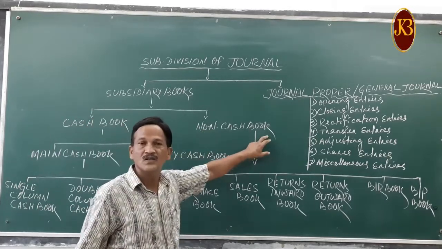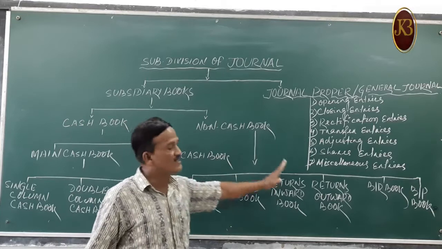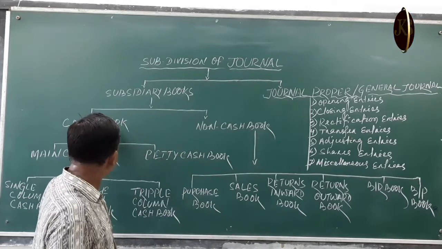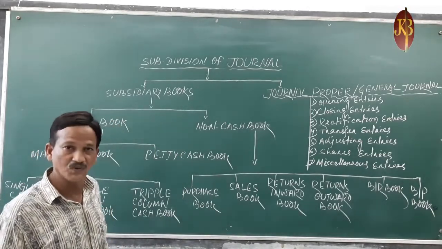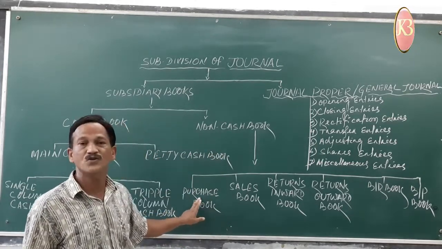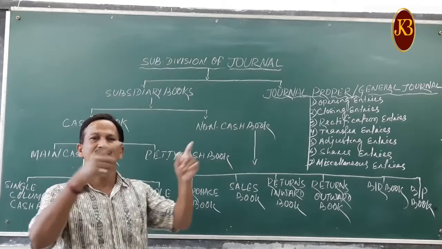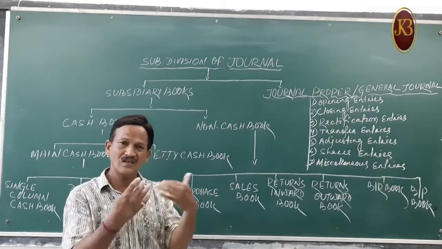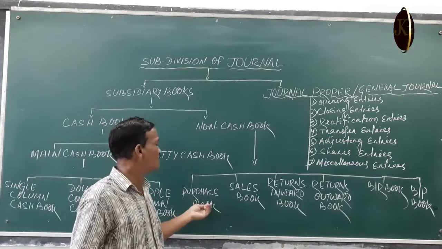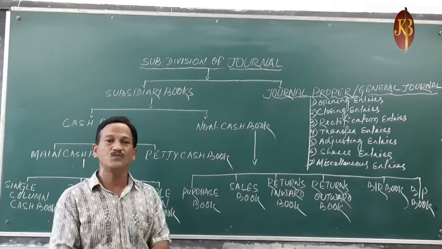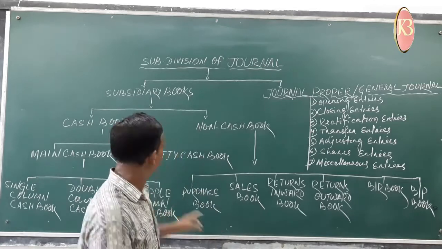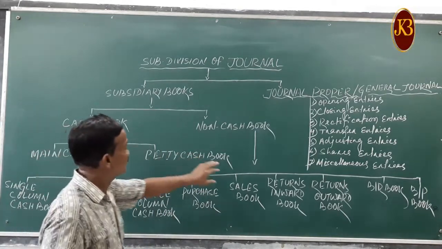Then the non-cash books, other than cash transactions, related to goods: credit purchase of goods and credit sale of goods. Cash purchases and cash sales are recorded in the cash book, but credit purchases of goods are recorded in a separate book called the purchase book. The business deals with the purchase of goods, and a lot of transactions happen. So when there are many transactions for credit purchase of goods, we make a separate book, called the purchase book.